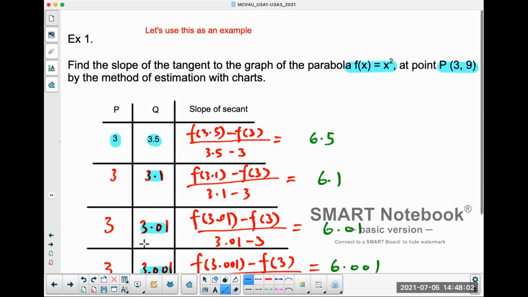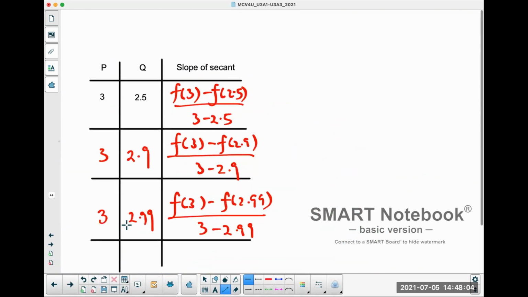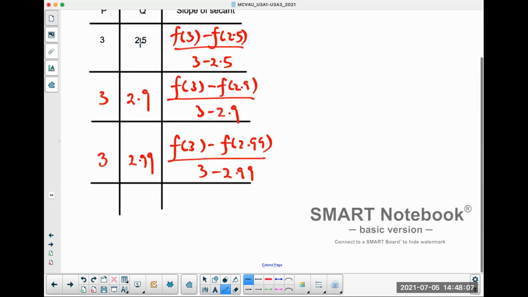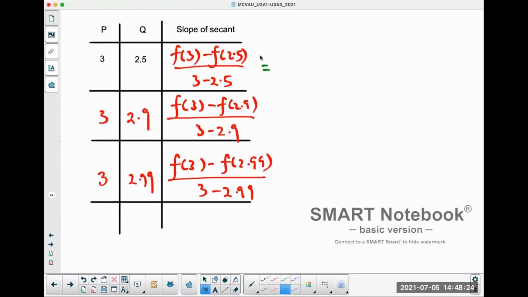So let's see what happens if I go from the other side. So I'm going from 2.5 to 2.9 to 2.99, and I'm going to go through the same calculations again to see what the estimation is like if I go from the left. So here, point P is actually bigger than point Q because I'm going from the left. So I'm going to switch the order around a little bit. 3 squared minus 2.5 squared divided by 0.5. And I get 5.5 this time.